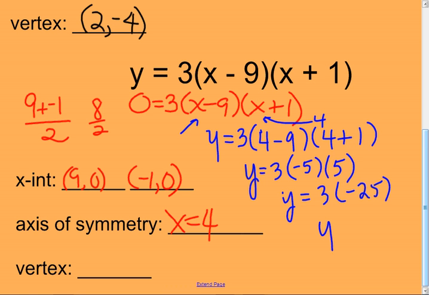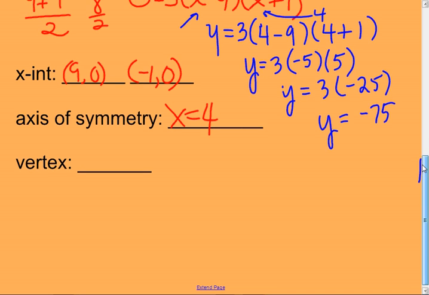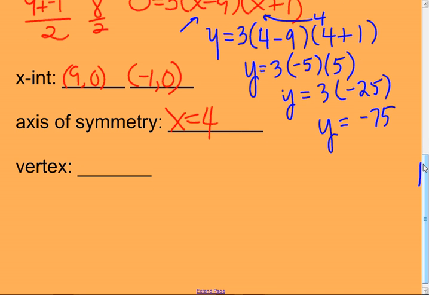And these are 3 quarters, 3 25-cent pieces. How much money is that? 3 quarters is 75 cents. Okay? So it's 4 comma negative 75. I don't want to graph that one. It's way down. So to find the axis of symmetry, you just average your x-intercepts, and to find your y value, just substitute it into your formula.